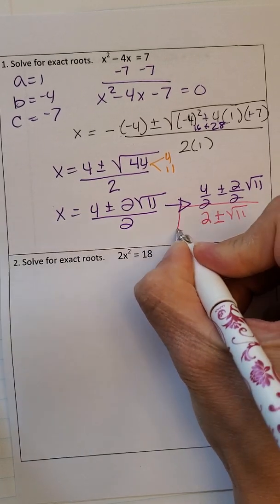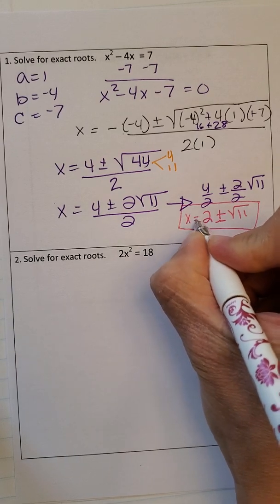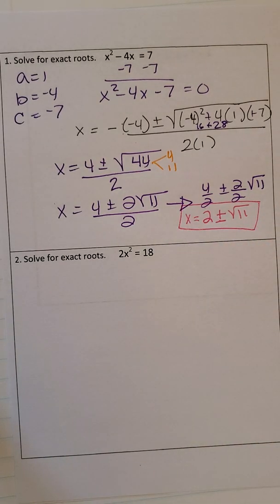So this is my exact answer, or answers, I should say. There's two irrational answers. One is 2 plus the square root of 11. One is 2 minus the square root of 11. Okay, let's try another one.